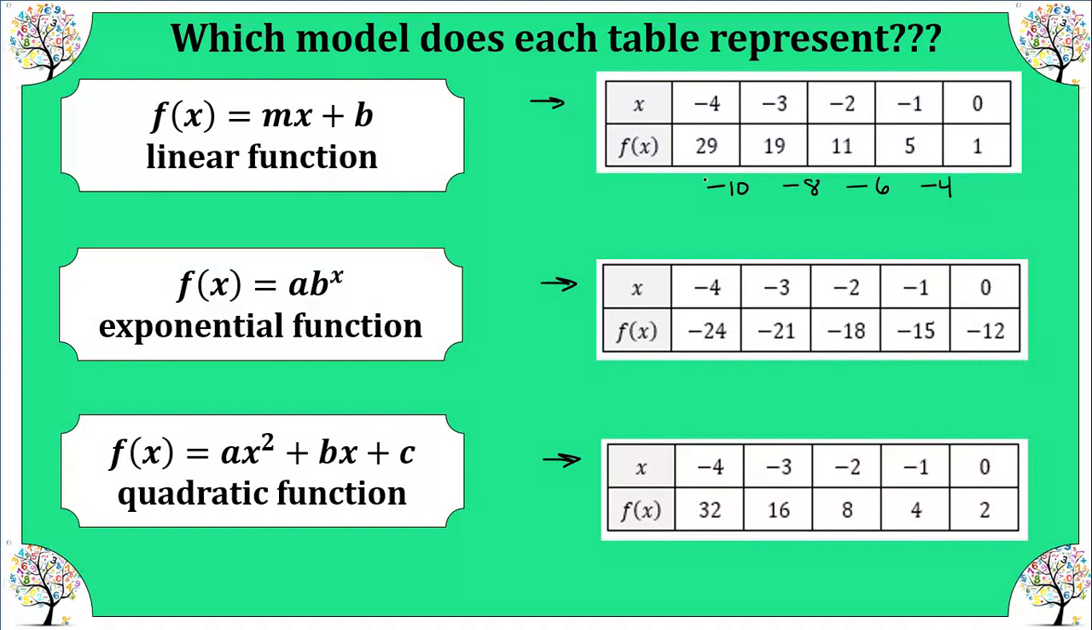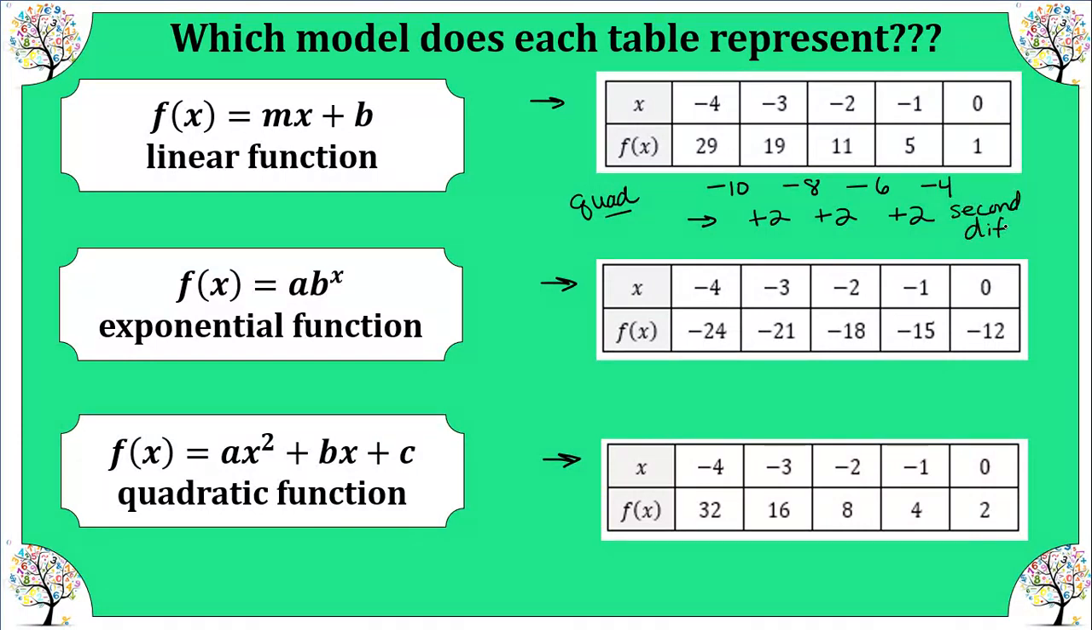So after we find the first difference, the difference between each output, let's see if there is a second difference. The difference between -10 and -8 is going up 2, from -8 to -6 is going up 2, and from -6 to -4 is +2. So when we have a second difference that is the same, this tells us that this is a quadratic function table.